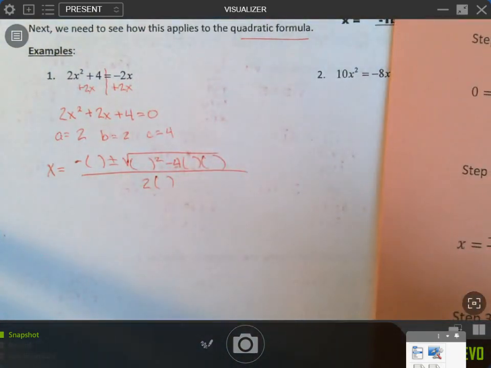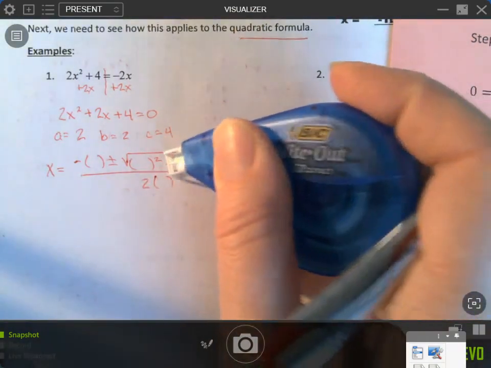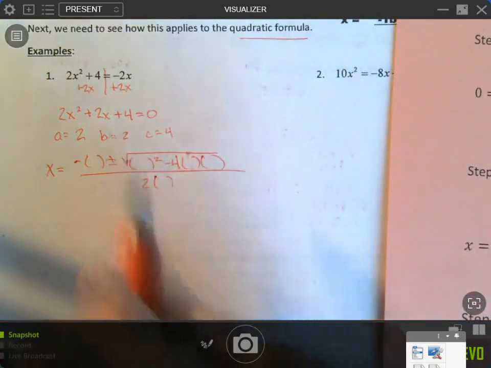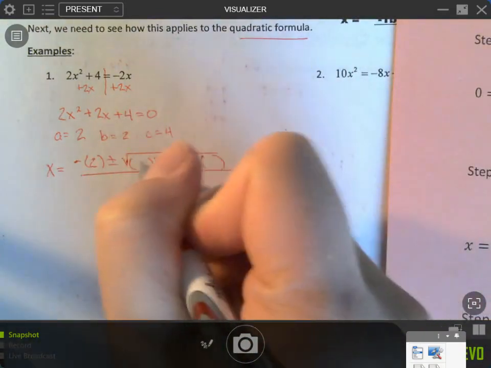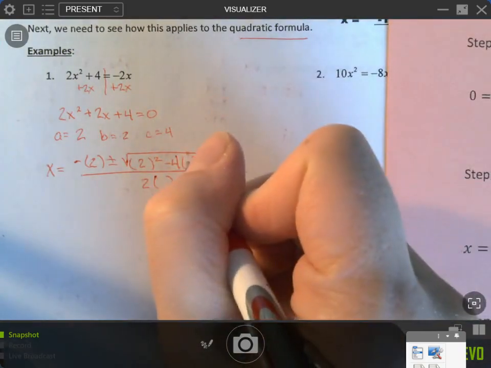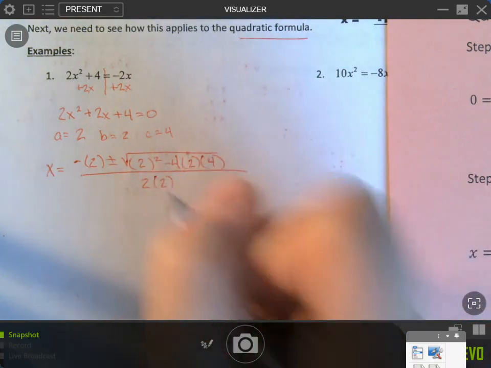So that's all I'm doing. I replaced everywhere there was a variable. I don't feel like this is very clear because my red pen's bleeding through. All right, and I'm going to go back in. So my b is 2. I put it in for negative b and the b squared. Minus 4 times a is 2 times c is 4. All over 2 times a is 2.